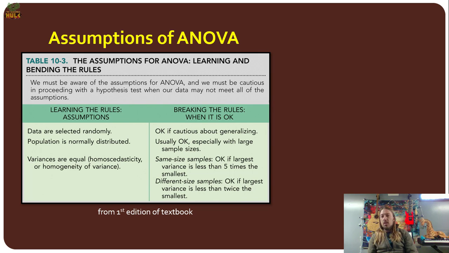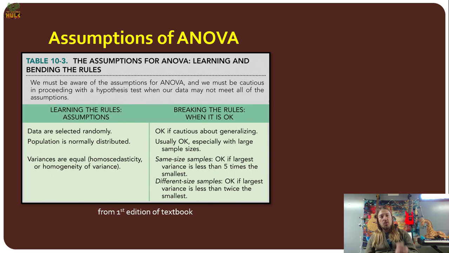Okay, so the assumptions of an ANOVA. Just like any hypothesis test, because we are assuming something about a population based on sample data, we have to meet a handful of essential assumptions that are tied to the test itself. The assumptions we're familiar with: data are selected randomly, population is normally distributed. Remember that as long as we have sufficient sample sizes, then we could count on this one being met because of the central limit theorem.